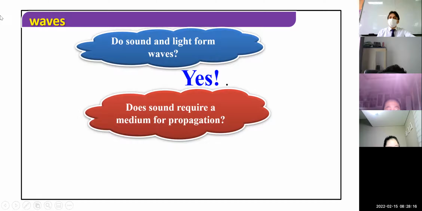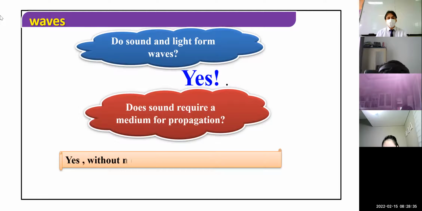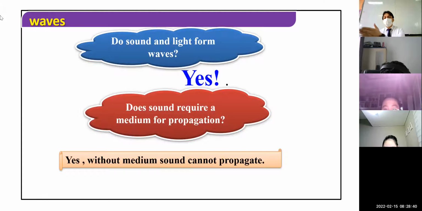So sound requires a medium, my dear children. If I create a vacuum in this room, even though I can't survive or sit here, suppose a vacuum is there for a short period of time, if I am speaking, the other person can't hear me. For sound, children, a medium is required. Next point: without a medium, sound cannot propagate. Propagate means the motion moving from one position to another position.